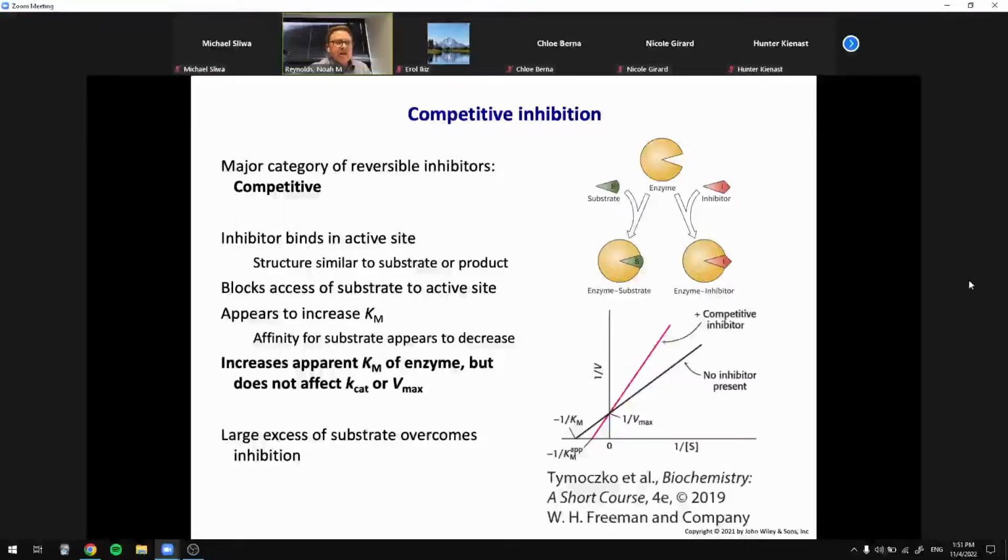But if we look at a double reciprocal plot, right, we can see a change in the slope of the line when the competitive inhibitor is there, but we don't see a change in where this line crosses the y-axis, right? Because we're not changing Vmax, we're only changing Km.